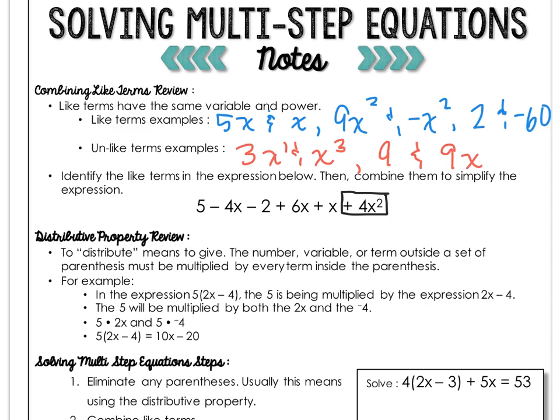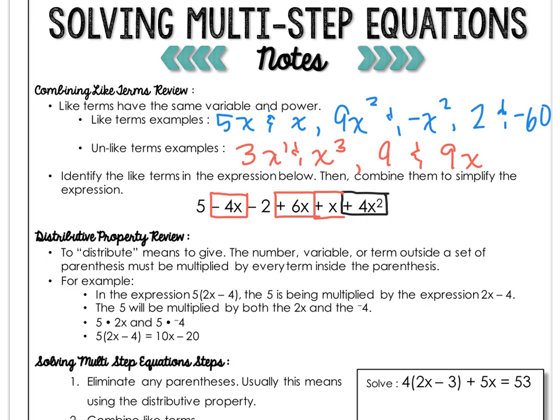I don't see any other x squareds. So then going down from there, x's would be next. So I'm going to put a box around this positive x and a positive 6x, and here I have a negative 4x. So those are all like terms. And notice I have that negative 4x. That's one of those times that students will say, wait, that doesn't say negative 4x, that says minus 4x. Negative 4x or plus negative 4x is the same thing as minus 4x.